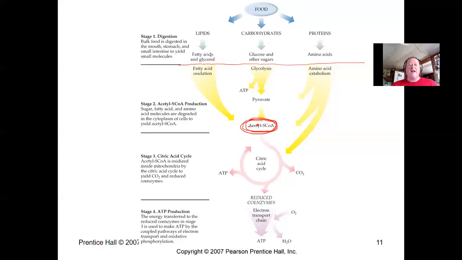The fatty acids will undergo oxidation, and they will get turned directly into acetyl-CoA. The amino acids can also get turned directly into acetyl-CoA, and they can follow some other pathways. The glucose undergoes a process called glycolysis, and glycolysis turns glucose into something called pyruvate, which ultimately turns into acetyl-CoA. Now, acetyl-CoA is what is absolutely necessary to start this next stage 3, the citric acid cycle.